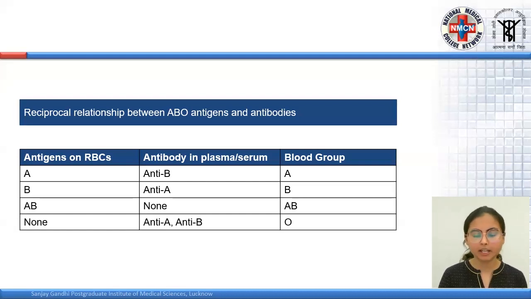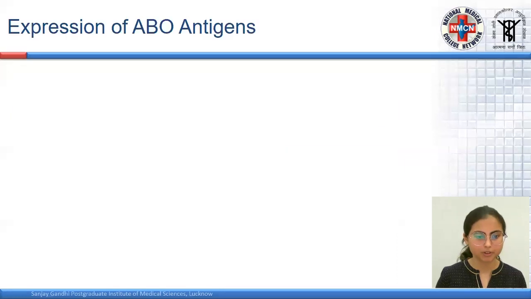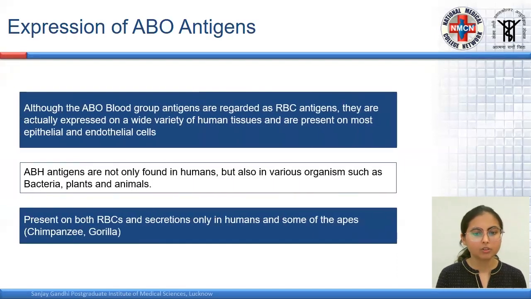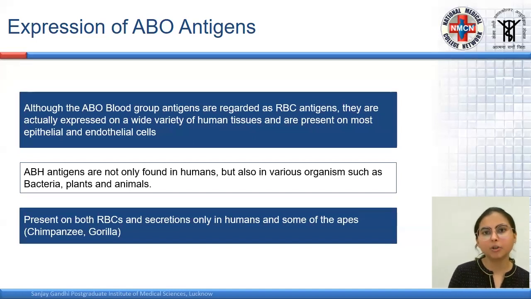Now, what do we mean by naturally occurring antibodies? These are antibodies which are present in the human body without any exposure. Although the ABO blood group antigens are regarded as RBC antigens, they are also present on a variety of other tissues in humans, and similar structures are found on other organisms in nature. For example, some bacteria, plants, and other animals have antigenic structures which mimic the A or B antigen of the red cell. This leads to antibody formation in humans.